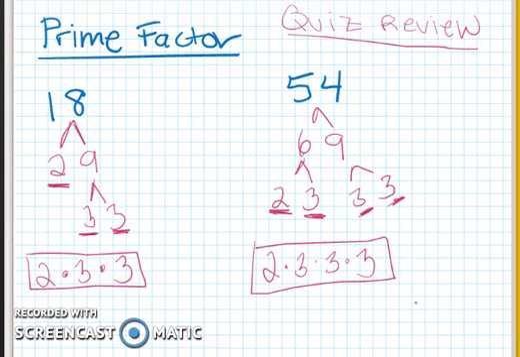Again, my only numbers that I can write down are going to be prime numbers. And if I had a calculator, I can multiply these numbers together, and I'd get 18, and this one I'd get 54.